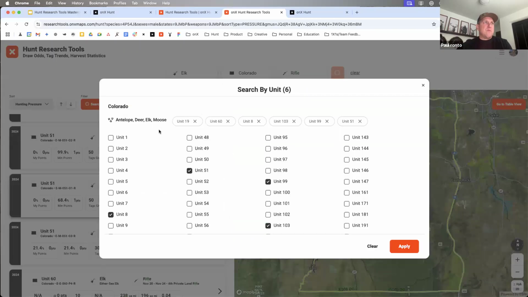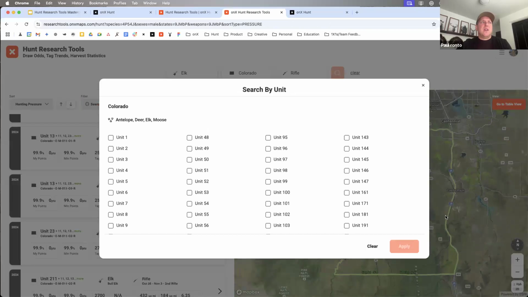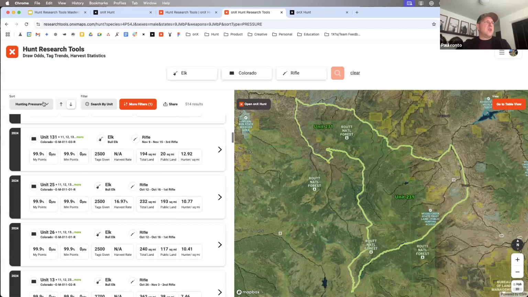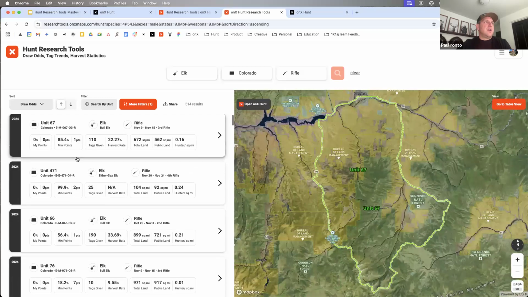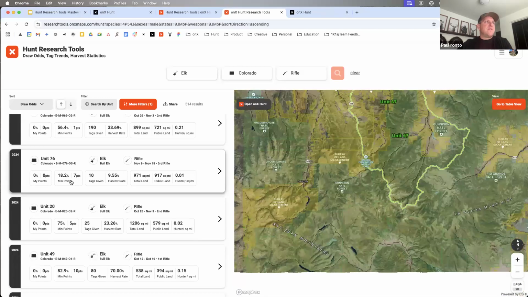And so if we just remove these filters, let's find some units that are really hard to get. So let's just clear all these and get out of here. And let's go to draw odds. Let's look at ones that are hard to get. So here's a perfect one, unit 76.